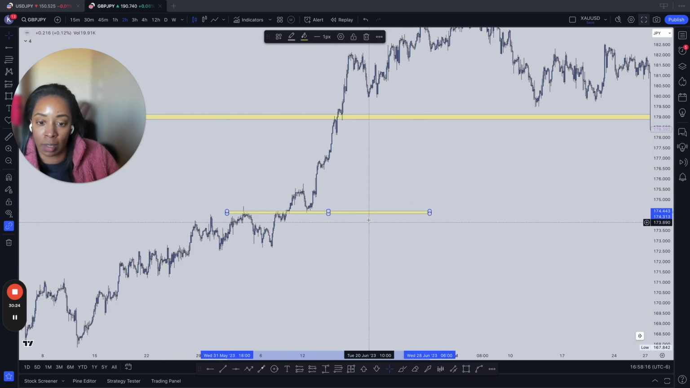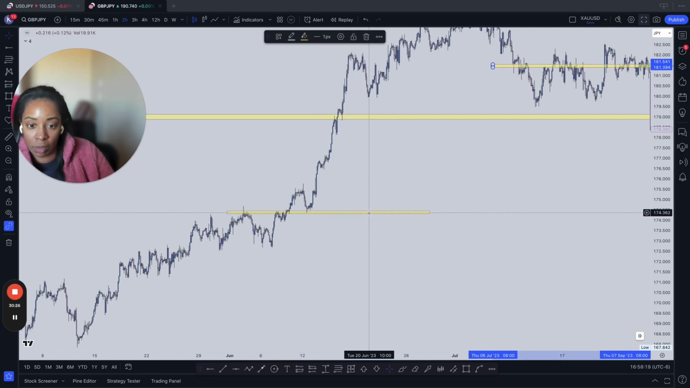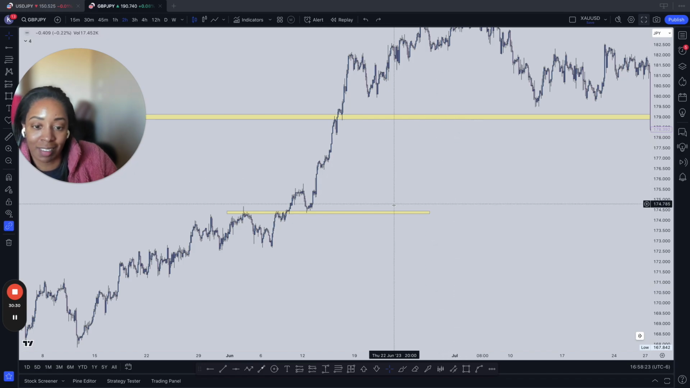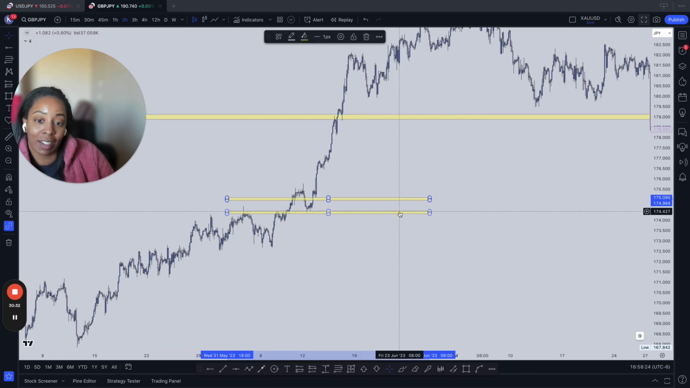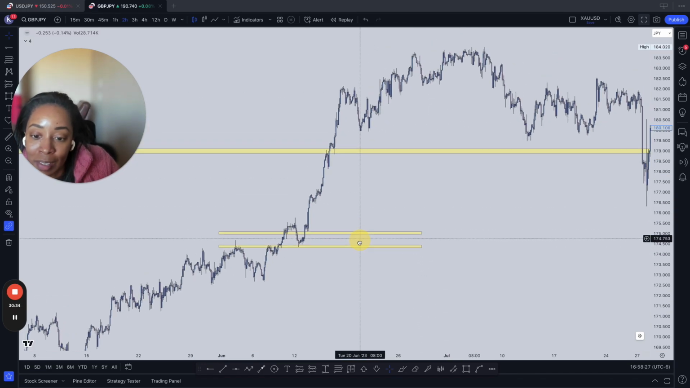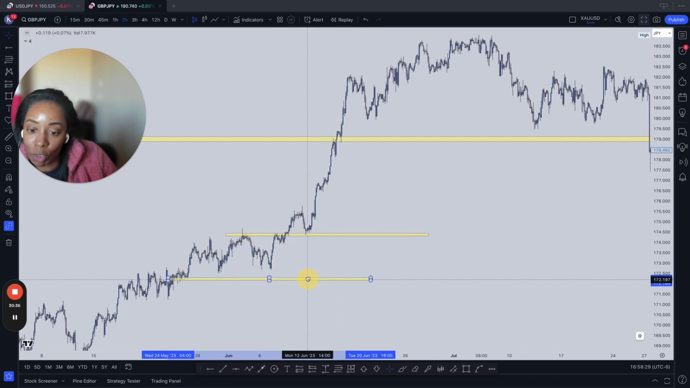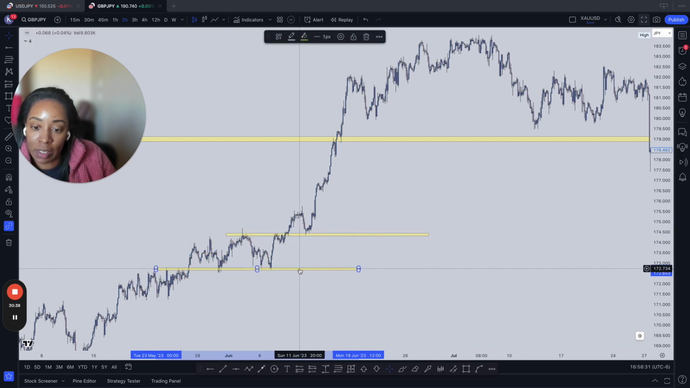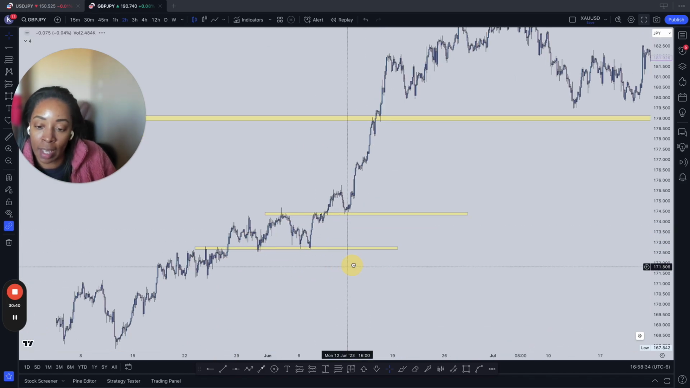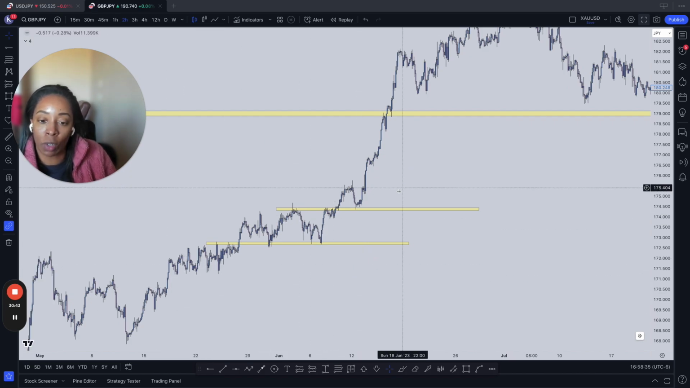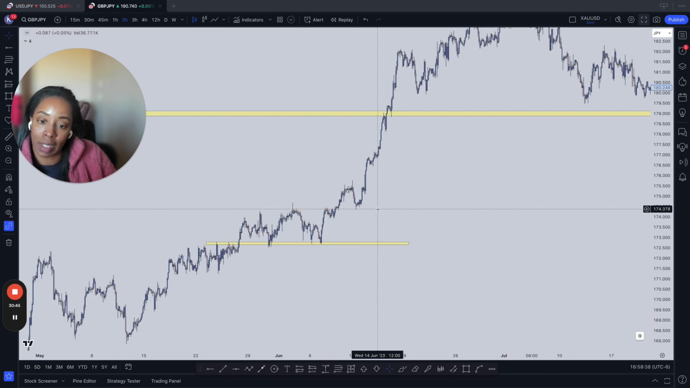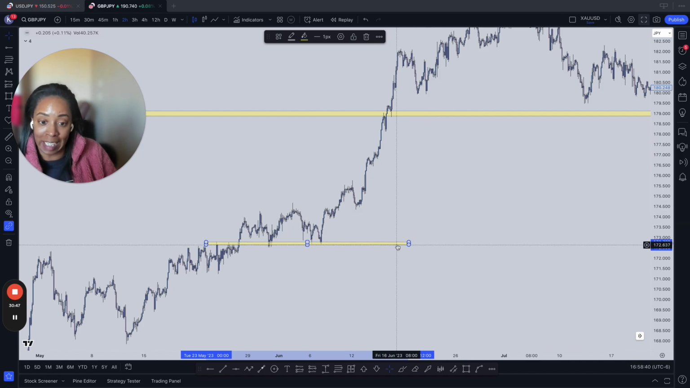Let me see, copy and paste. Wait, did that go way up there? Yes, it did. Let's try that again. All right, so that could be a level right there. Right here, this could also be a zone, and then so forth. I really don't like to do a whole bunch of lines down because, like I said, I really like to keep my charts clean.